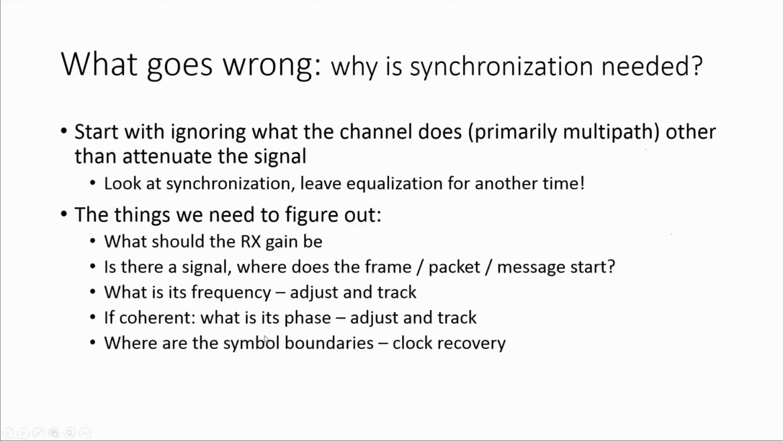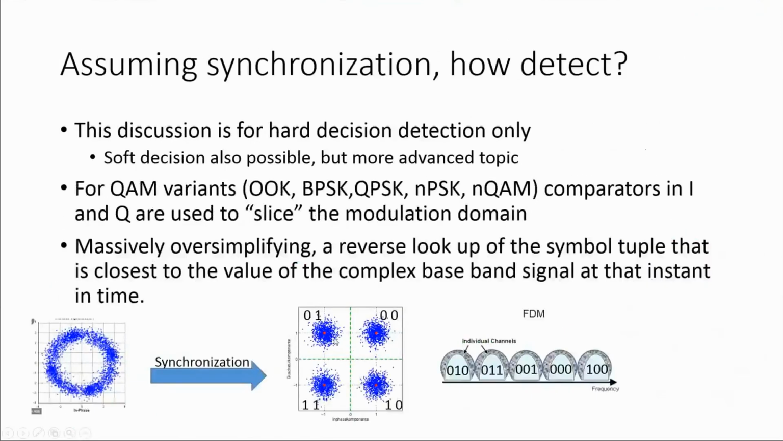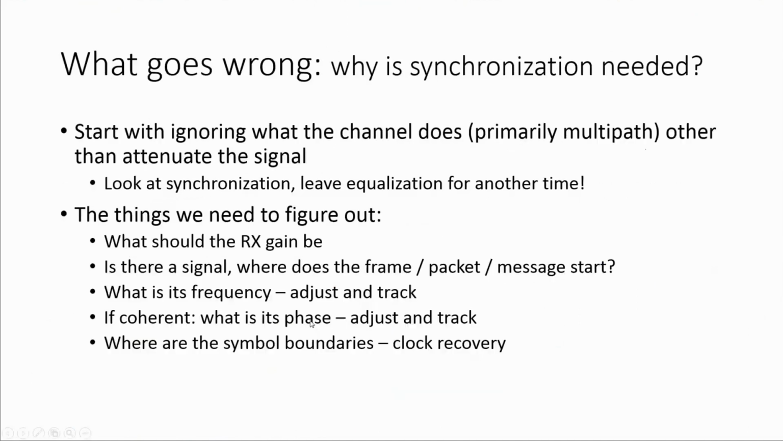Okay, and then the last one is clock recovery. Once you do all these things, you have to know where the symbol boundaries are, because remember these points are, time is into the page. If you pick the wrong time, what'll happen is these points will move around and it'll cross the symbol boundaries. And that's more easily seen in an eye diagram, which we'll show. So these are the primary things you have to do for synchronization.